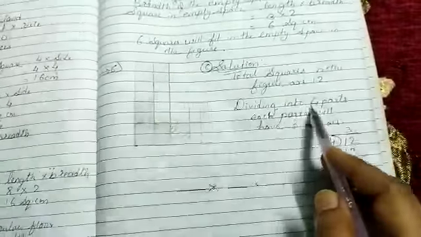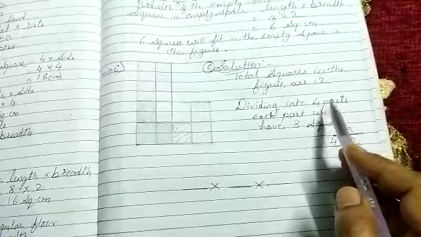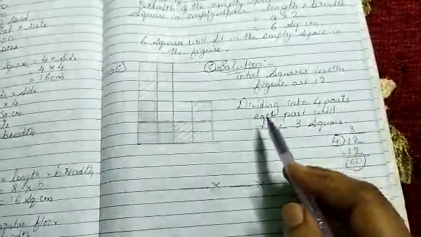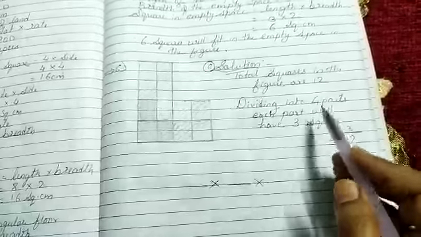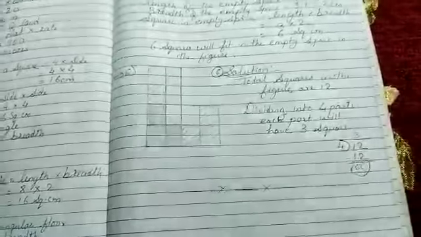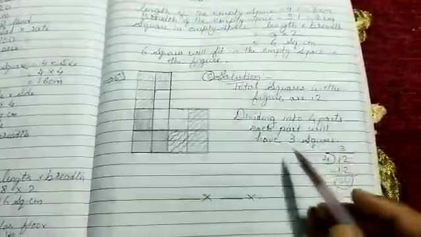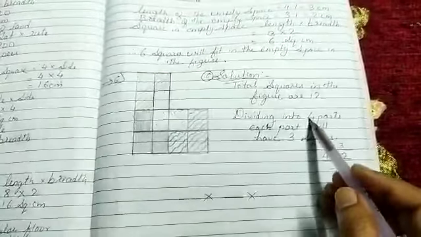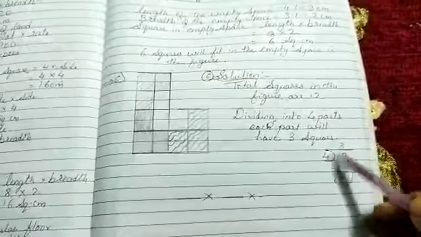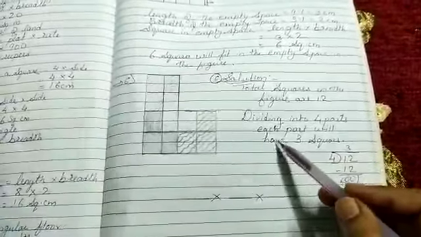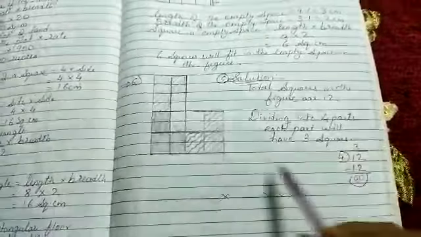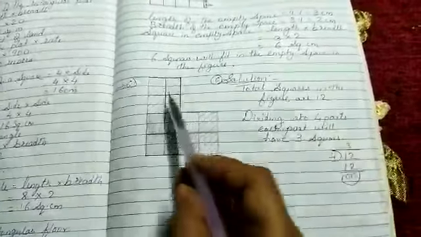So dividing into 4 parts. In the question they told you to divide into 4 parts. So each part will be 3 squares. How will you see? You will get 3. So first we will divide 12 by 4. 4 threes are 12, as I have done here. That's why I have written here 3 squares. So 3 squares you have to color.